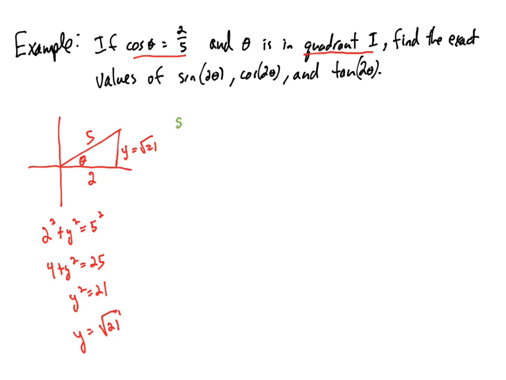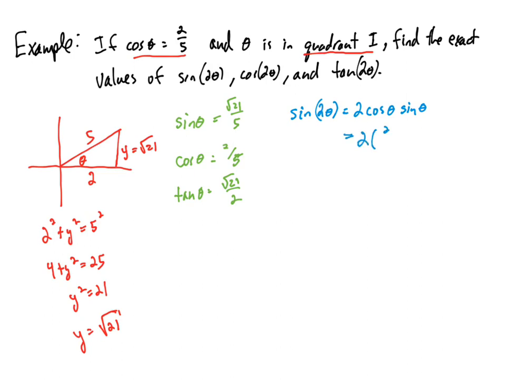Okay, so let's go ahead and find sine of theta, cosine of theta, and tangent of theta. I guess we already have cosine of theta, that's given to us, 2/5. Sine of theta, well, sine is the opposite over the hypotenuse, and then tangent is the opposite side, square root of 21 divided by 2. All right, now let's go ahead and apply the double angle formulas to find these values. So sine of 2 theta is equal to 2 times cosine of theta, sine of theta. So cosine of theta we have, which is 2/5. Sine of theta is square root 21 divided by 5. So multiplying this all across, 2 times 2 times square root of 21 is 4 square root 21 divided by 25. So that's what sine of 2 theta is equal to.